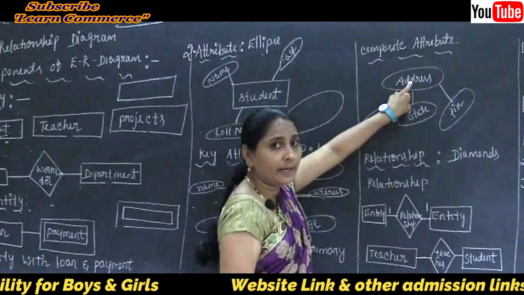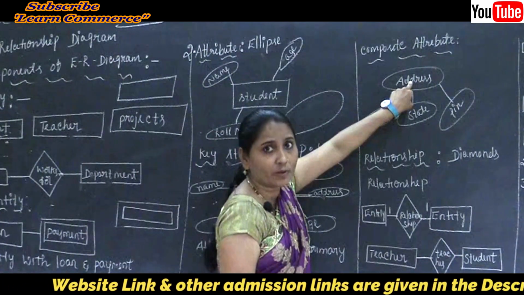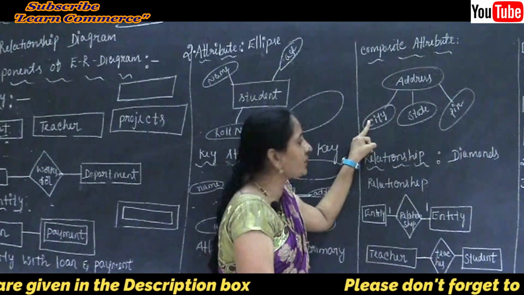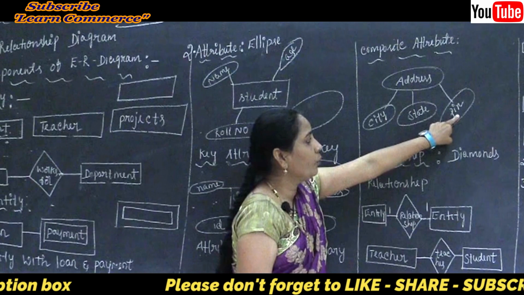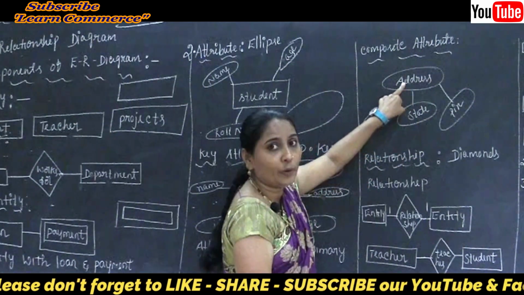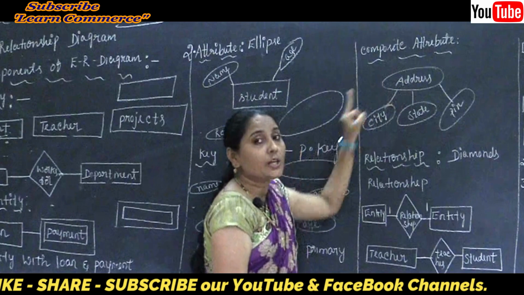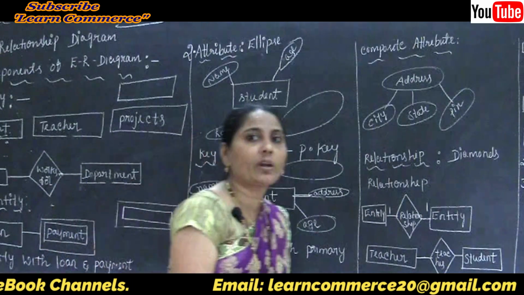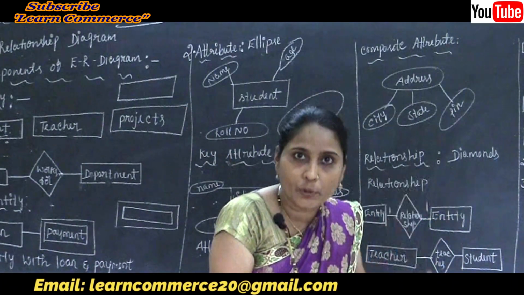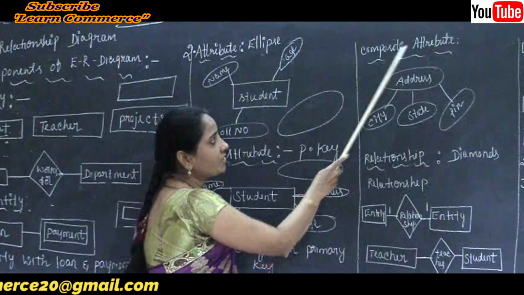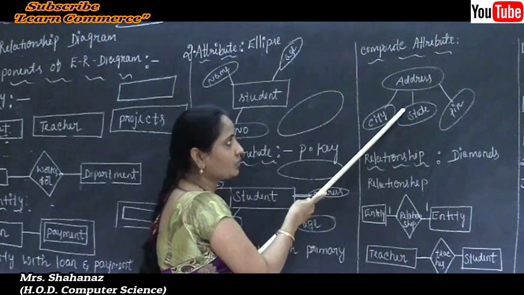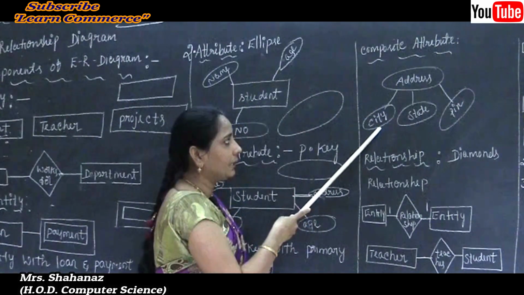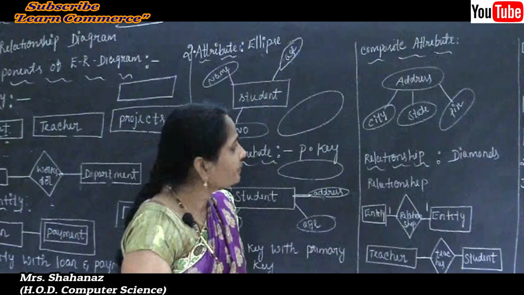So we know that address is a column of the table, and this address contains its own attributes: city, state, and pin. Everything comes under our attribute address only. Clear this point here. So this is the example: an attribute containing its own attributes is called a composite attribute. Here the attribute name is address, and address contains its own attributes: city, state, and pin.